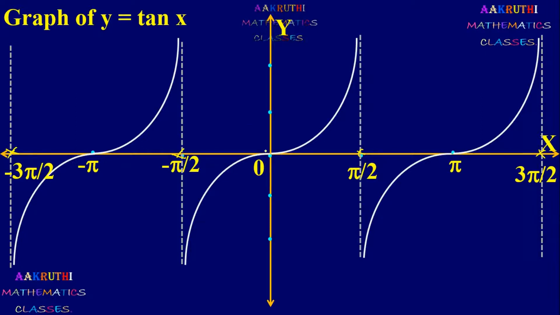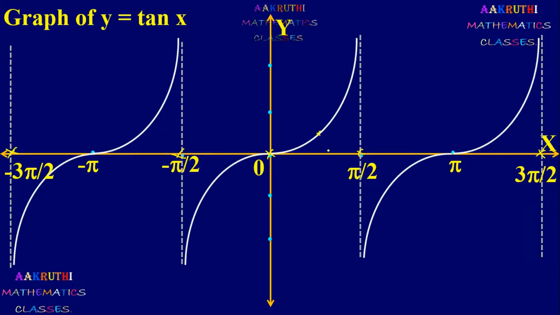And we know that tan 0 is 0 and tan 45 degrees is 1 and tan 90 is infinite. And we know that tan is positive in the first quadrant and negative in the fourth quadrant. When we draw the graph, we get a graph like this. So this is the graph of y equal to tan x.